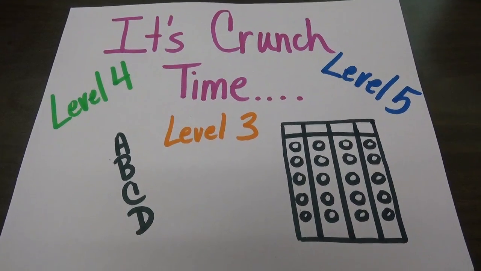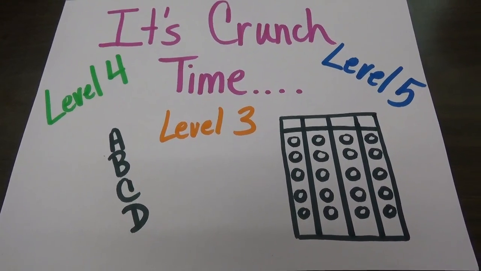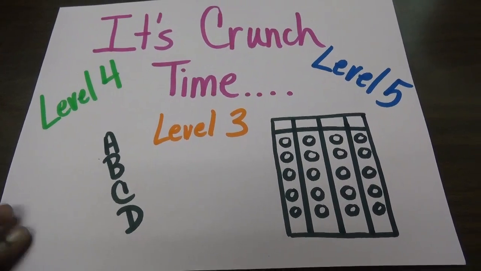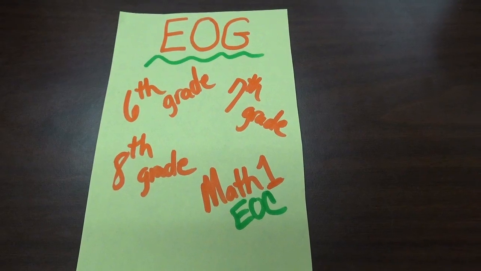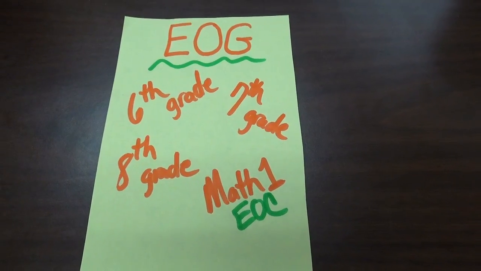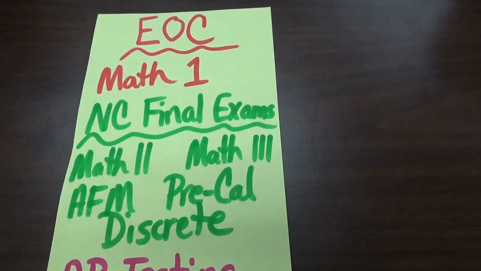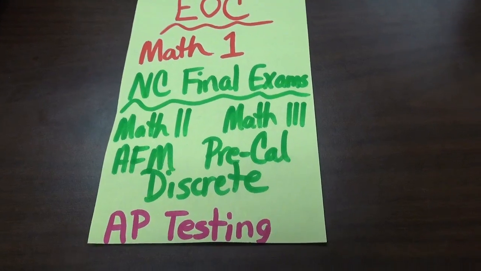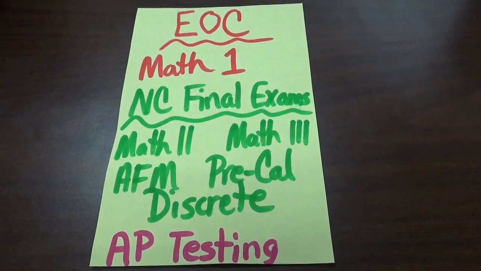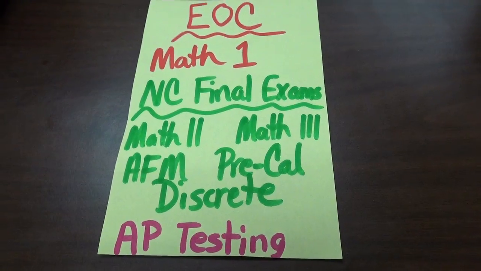Welcome to It's Crunch Time, a resource toolkit for best practices that can be used for any level mathematics assessment. The best practices that will be shared with you can be used for any of the EOGs in 6th grade math, 7th grade math, 8th grade math, and for the EOC in Math 1, as well as the final exams in Math 2, Math 3, Advanced Functions, Pre-Calculus, and Discrete, in addition to the AP testing. So sit back, relax, and I'm sure you'll find something in this toolkit worth using.